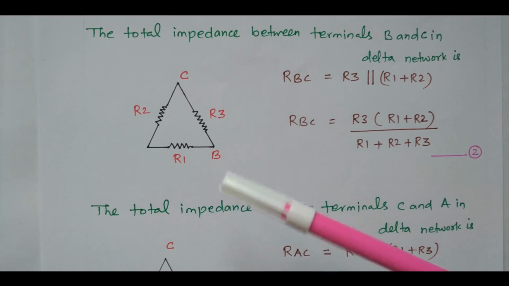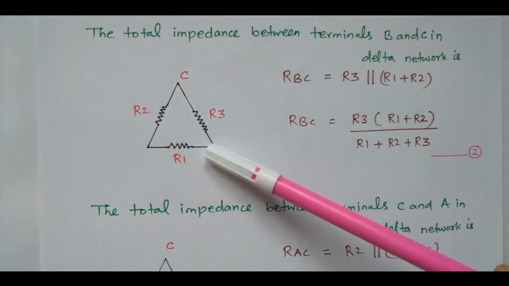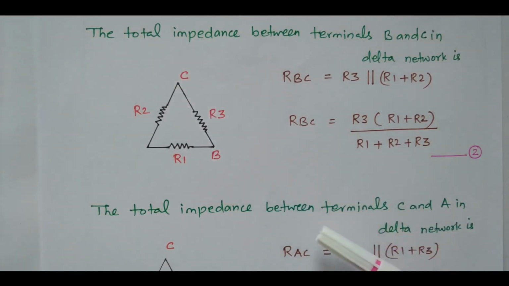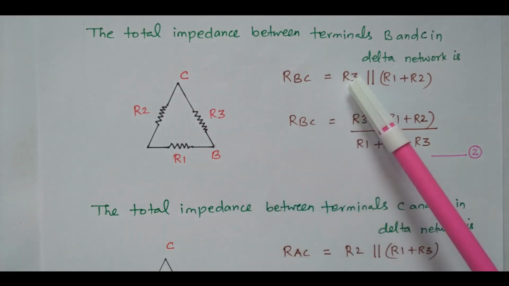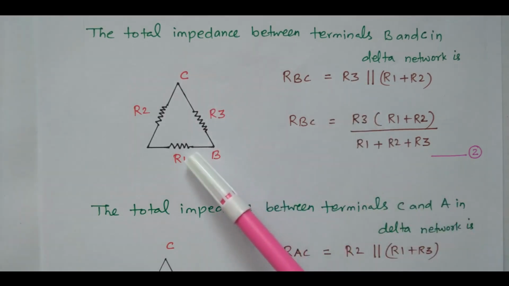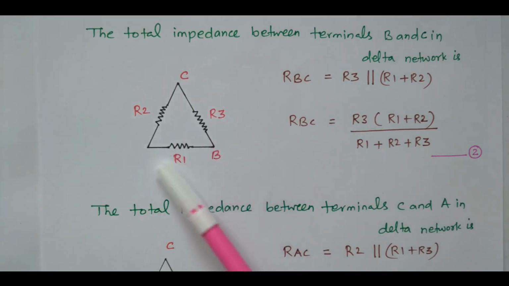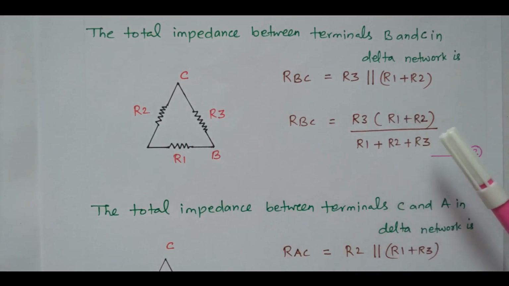Now the same delta connected network, we'll consider B and C. Previously AB, now B and C. What is the resistance between B and C? See, this R3 is connected, that is in parallel with R1 and R2. Right? This R3 is parallel with R1 and R2.